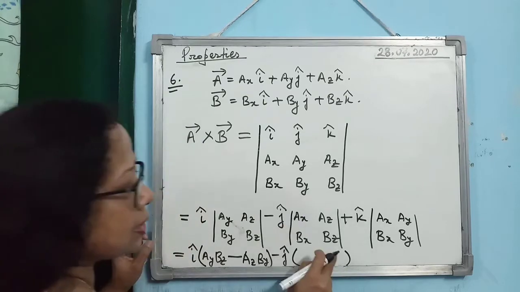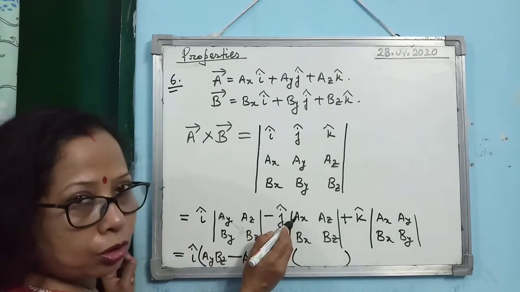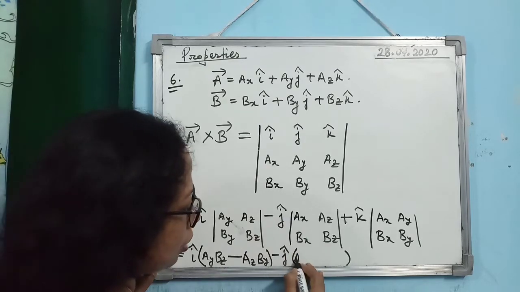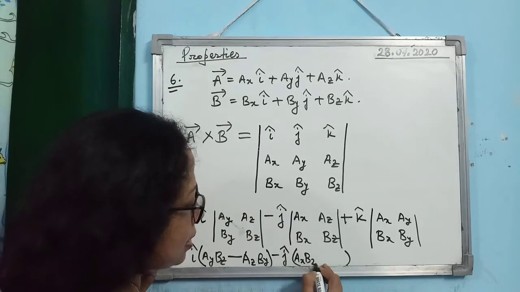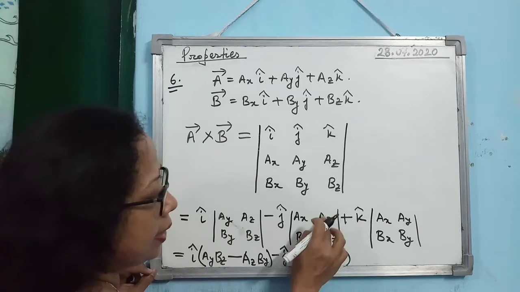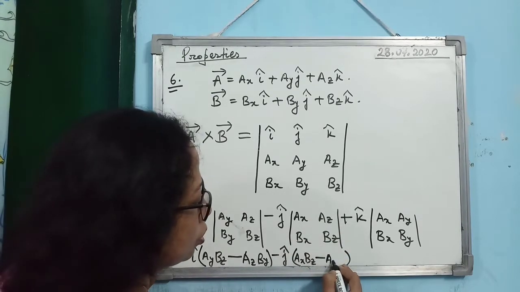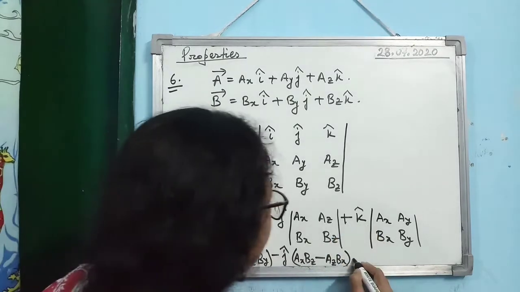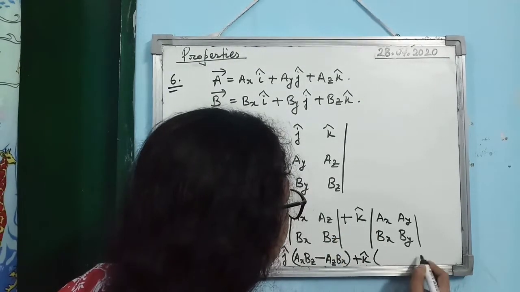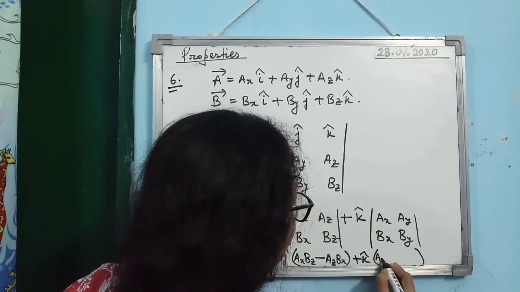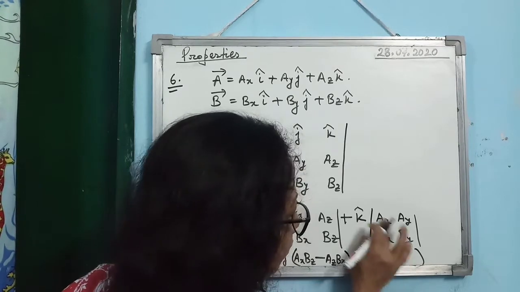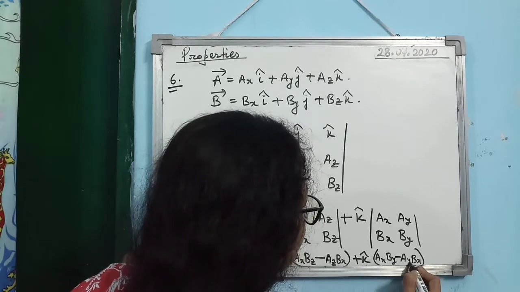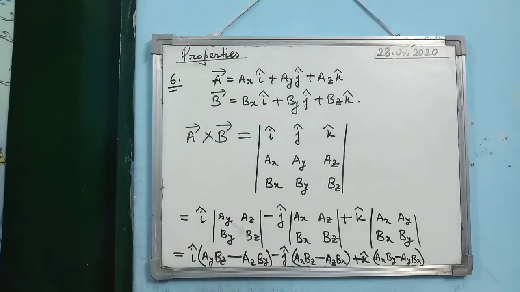Then you see here minus j. Again you expand in the same manner. Start from the leftmost upper corner, go diagonally, take the product. So it will be AX BZ. Then minus sign, take the product of the other two, so it will be AZ BX. Then come here, it will be k into what is coming? AX BY minus AY BX. Is that clear?